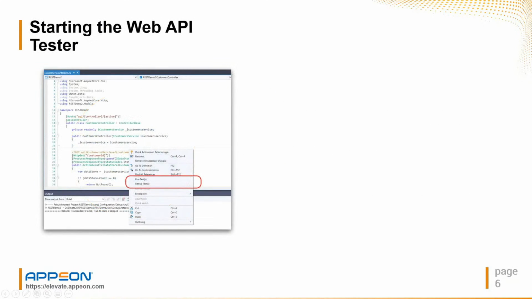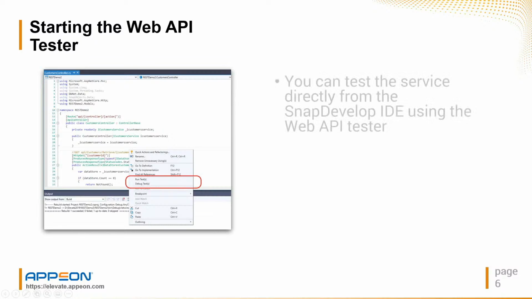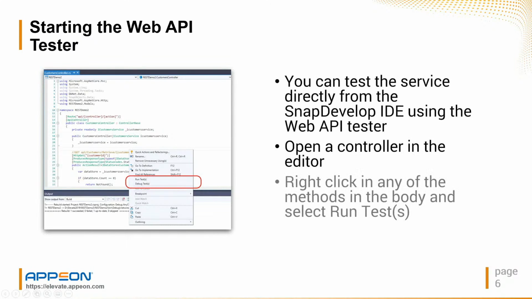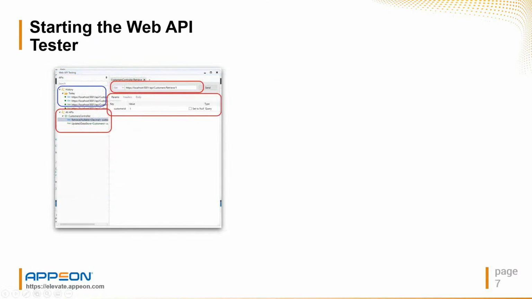In any event, this is how you start the Web API tester. So this is in the SnapDevelop environment. You go to your controller, pick any of the methods on the controller, right click in it, and you can say run tests. Okay, and what that will do then is it will bring up the API tester. It actually has a little history section, so it will show you what other tests you've done recently if you want to go back and rerun one of those.